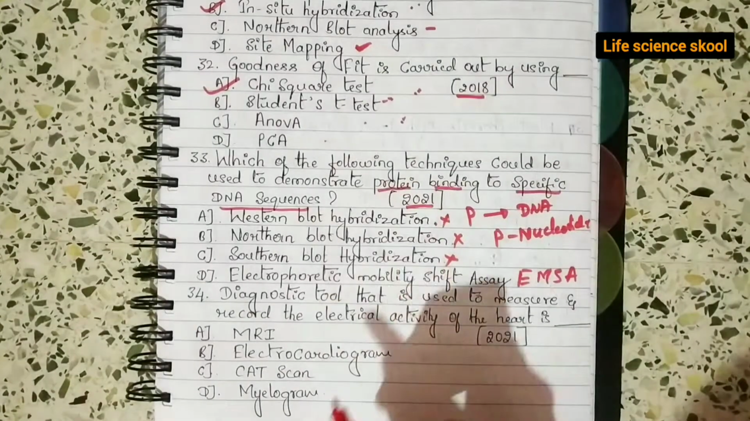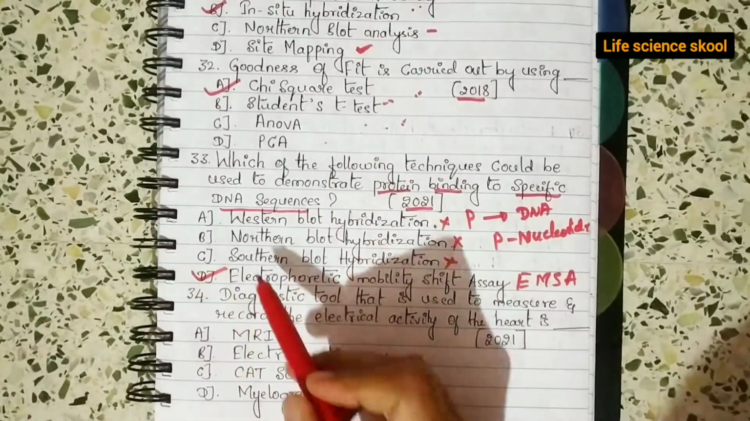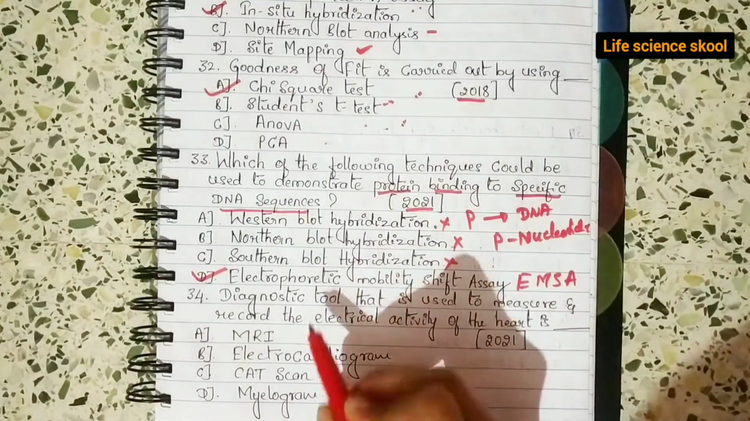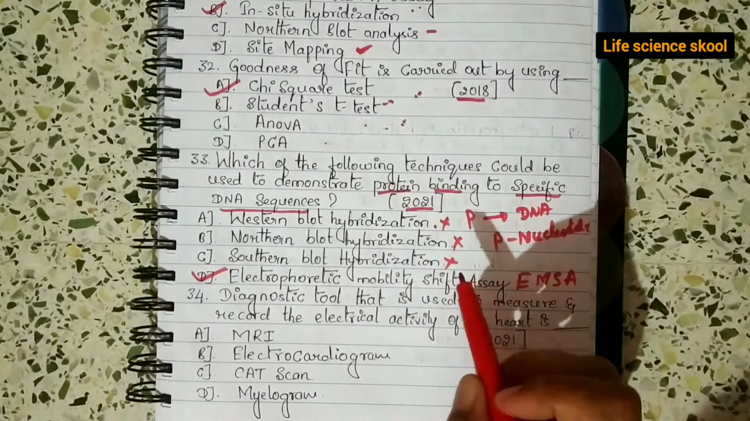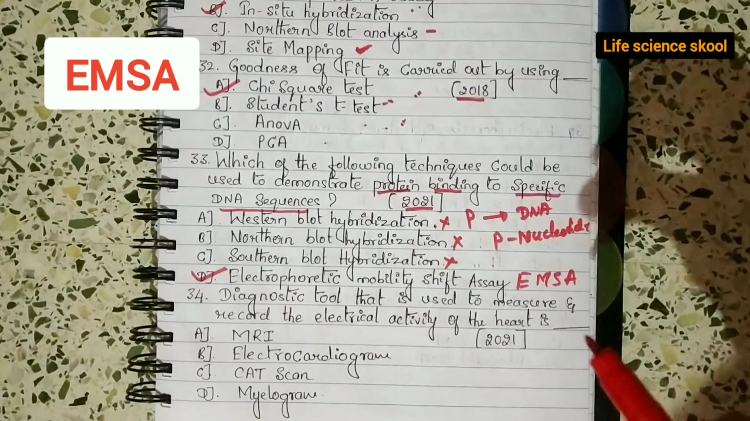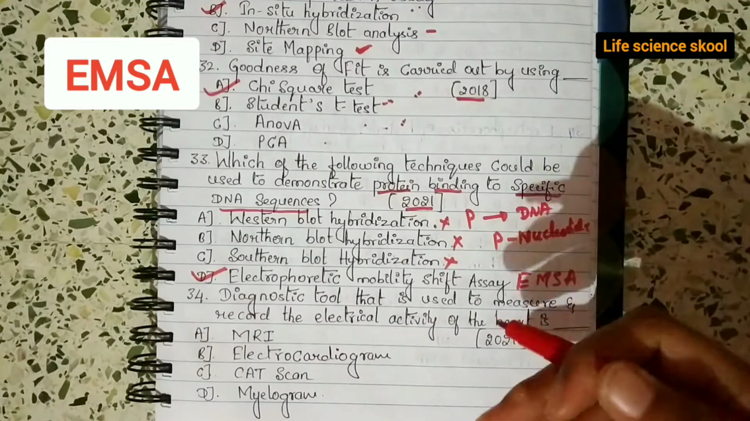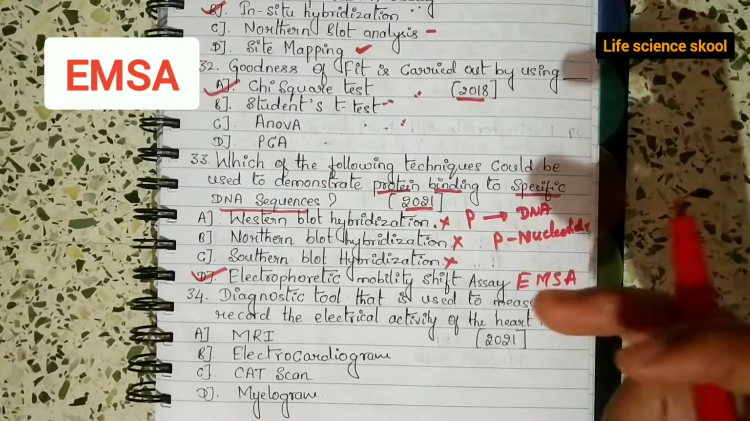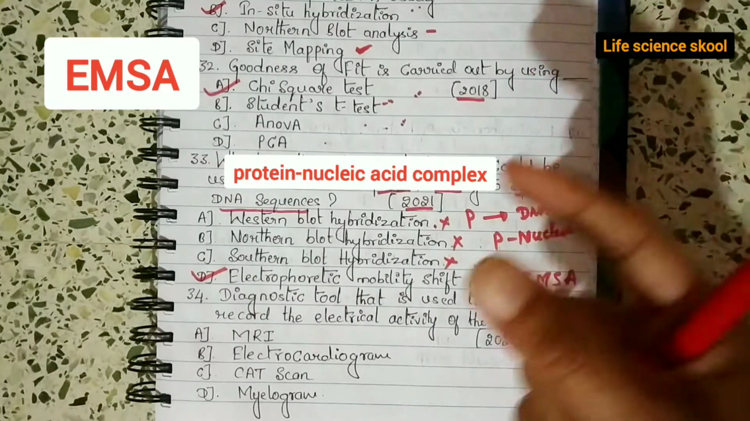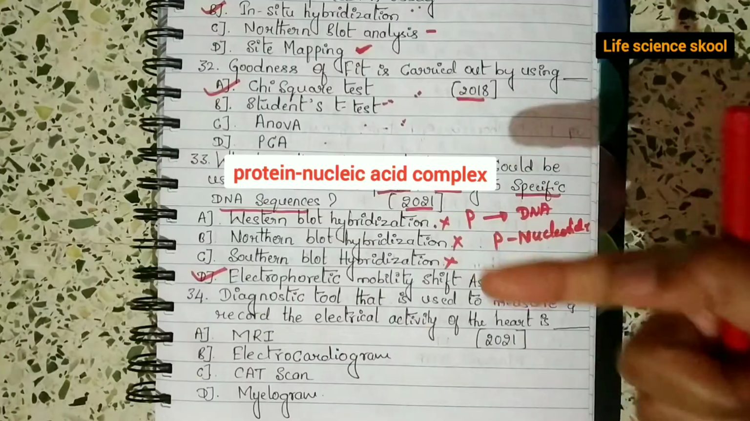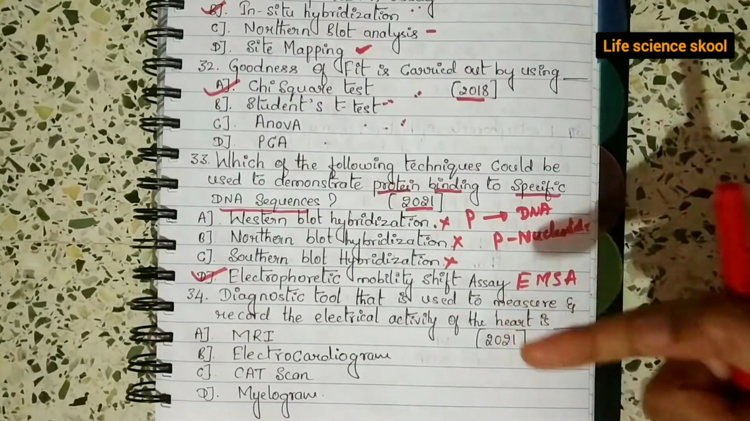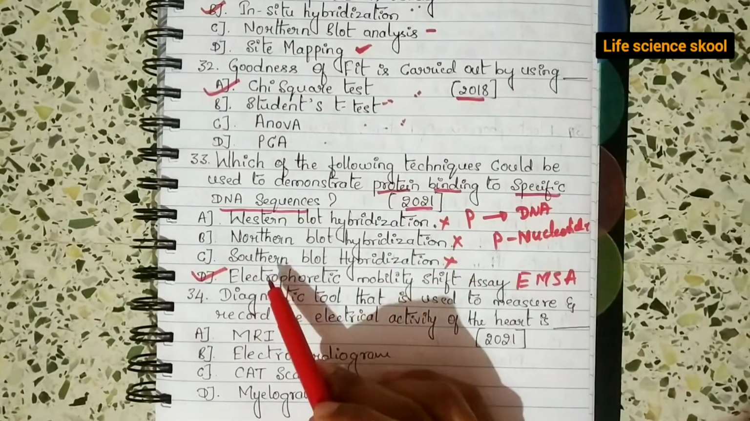The remaining one is option D, the electrophoretic mobility shift assay. This is the correct answer. Before that, let me explain what it is. The electrophoretic mobility shift assay is used for studying the DNA binding property of a protein. It is based on the observation that the electrophoretic mobility of a protein and nucleic acid complex is typically less than that of the free nucleic acid. So the correct answer here is option D.